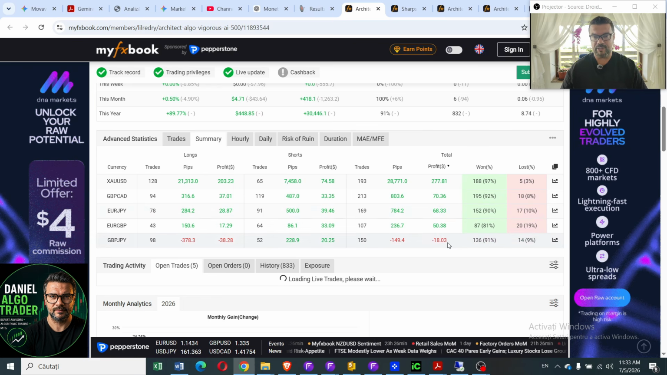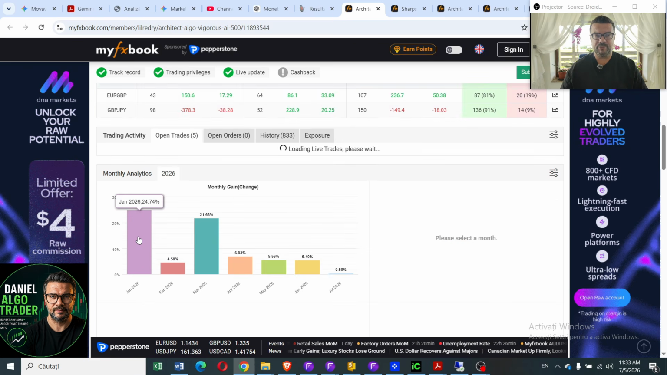yen being unprofitable. And if I look at the monthly percentage, 24% in January, 4% Feb, 21% March, almost 7% April, 5% May, and 5% June. So the percentage is quite high.